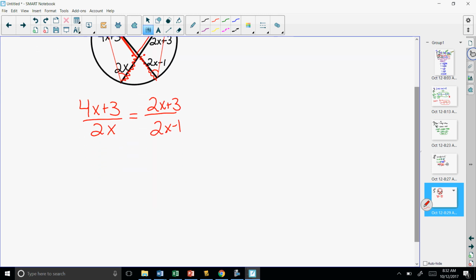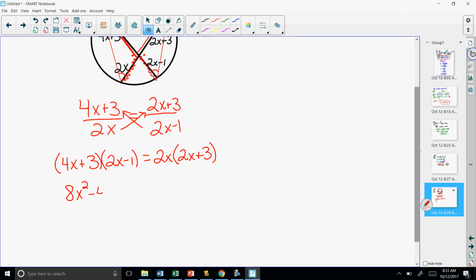Then I got a quadratic, right? So we set cross products equal. I'm going to cross multiply. So I get 4x plus 3 times the quantity 2x minus 1, and that's equal to 2x times the quantity 2x plus 3. So go ahead and FOIL. You get 8x squared minus 4x plus 6x minus 3 equals 4x squared plus 6x.